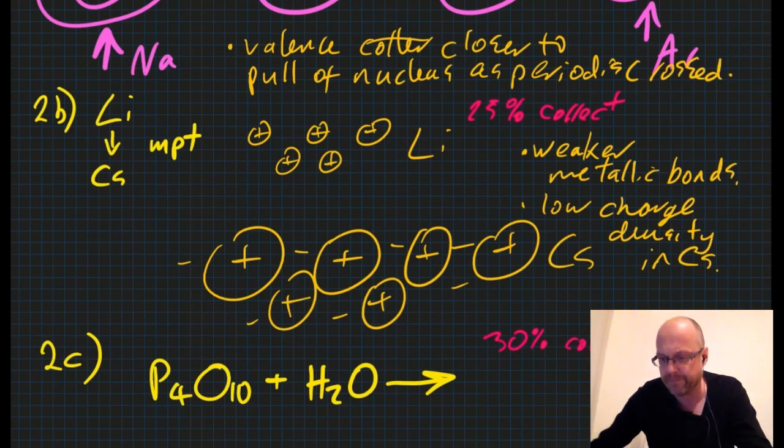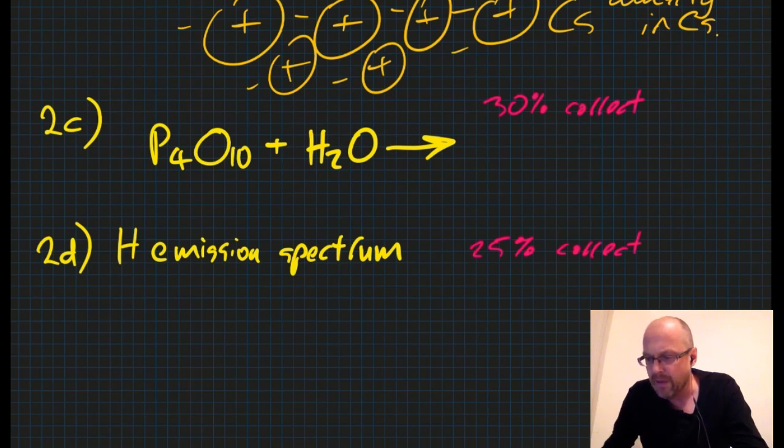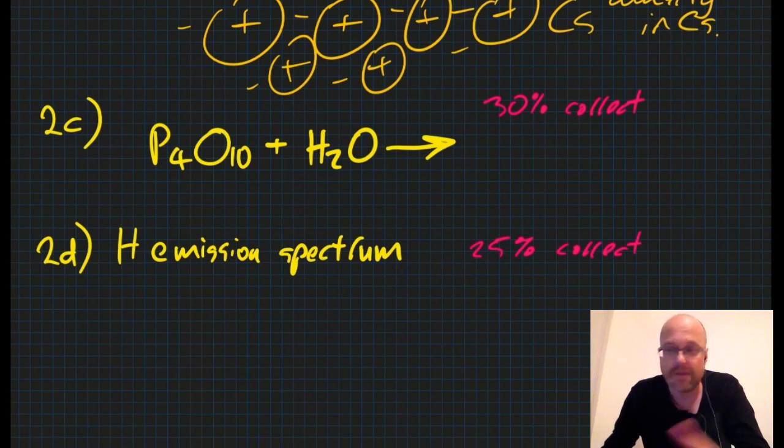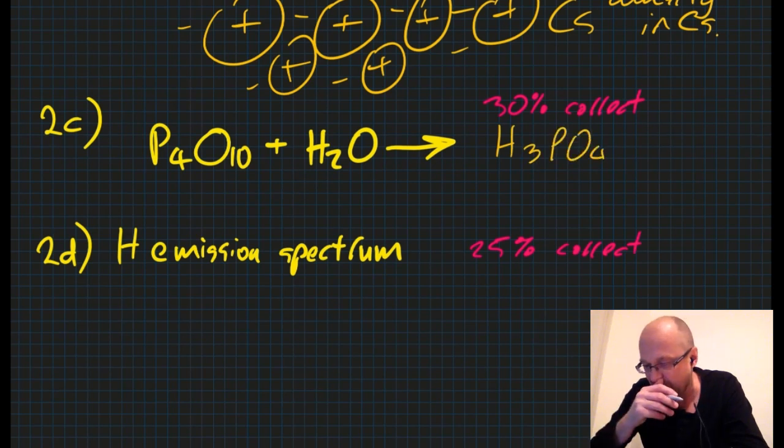Next one. 2C, phosphorus 5 oxide. Now, non-metal oxides make acids, like sulfur oxides make sulfuric acid, nitric oxides make nitric acid, carbon oxides make carbonic acid. So phosphorus oxide, I bet that makes phosphoric acid, H3PO4. So now we've got to balance it.